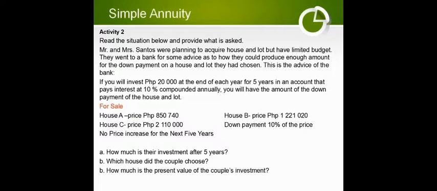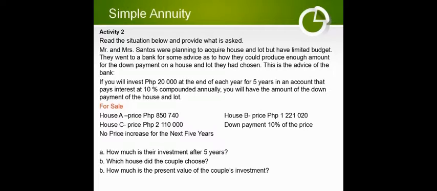This is the advice of the bank. If you invest 20,000 at the end of each year for 5 years in an account that pays interest at 10% compounded annually, you will have the amount of the down payment of the house and lot.